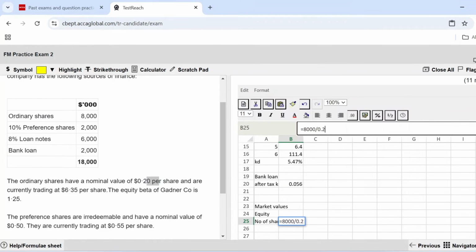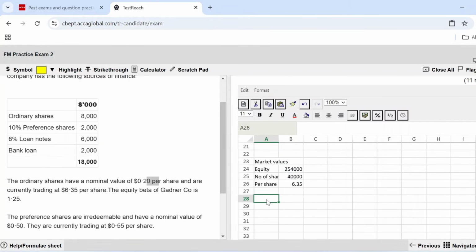Now if you hit enter, you will find out the number of shares, and now the number of shares needs to be multiplied by your per share market value, and then you will find out the market value of your equity. So per share, you can see your share is priced at 6.35. So now the market value of your equity is going to look like this. So now this is your market value of equity. Now the next source which we are going to talk about will be the preference shares.